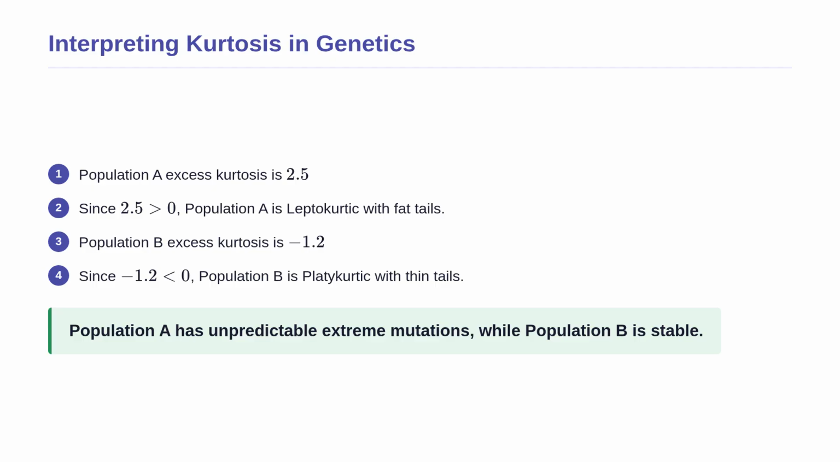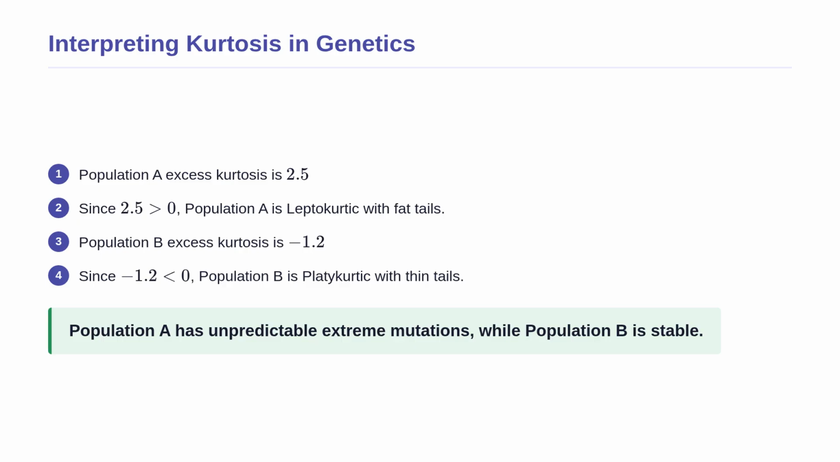Before we move on, let us see this with a concrete example in genetics. We are studying gene mutations in 2 fruit fly populations. We are given that population A has an excess kurtosis of 2.5 and population B has an excess kurtosis of -1.2. We need to interpret what this means for predictability.